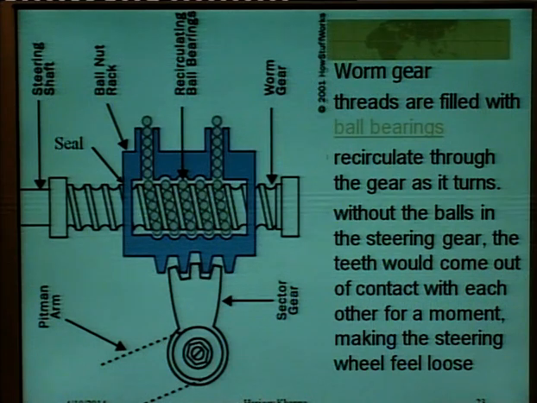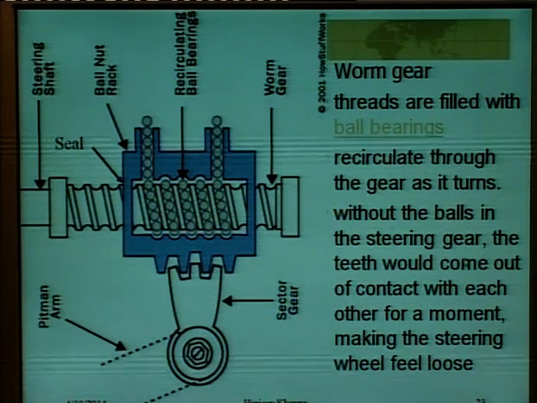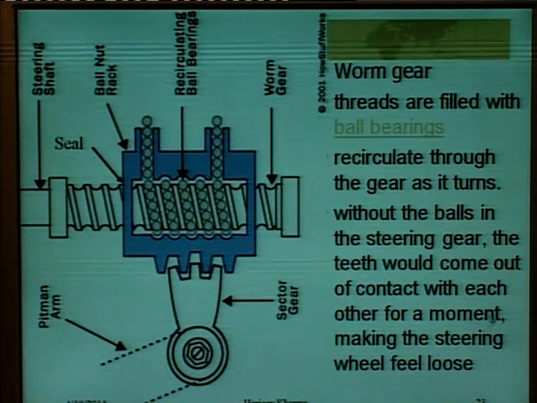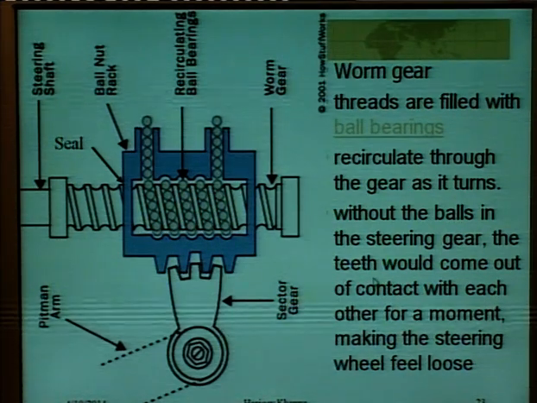Worm gear threads are filled with ball bearings. Ball bearings recirculate in the gear as it turns. Without the balls in the steering gear, the teeth would come out of contact with each other for a moment, making the steering wheel feel loose.